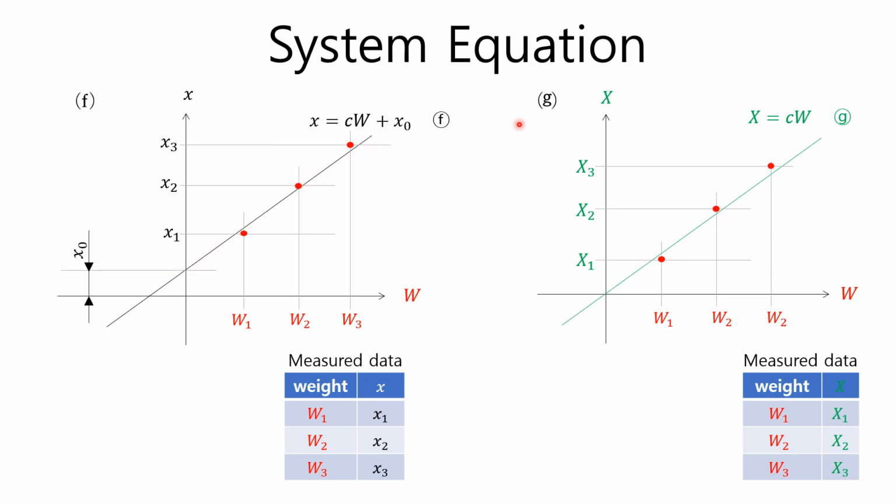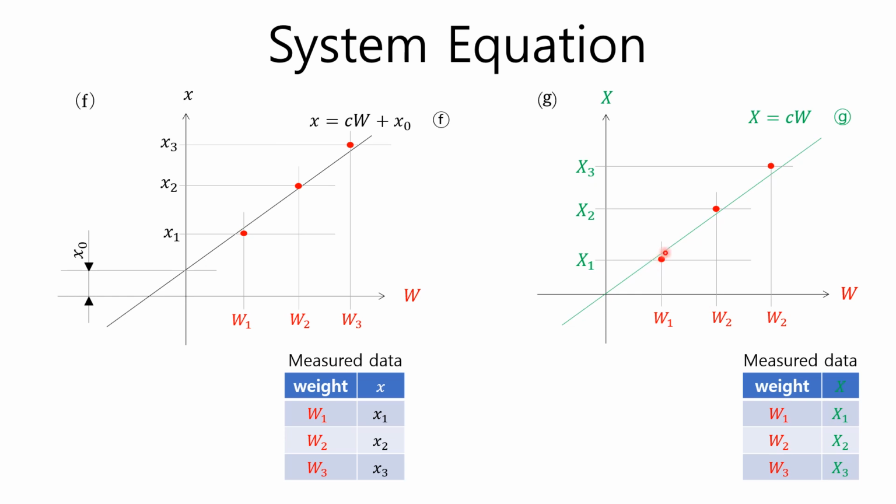On the other hand, in the case of the uppercase x coordinate system, there is no x-intercept because the system function expression g passes through the origin. Therefore, you only need to find the slope c value of the straight line that most closely passes through the three pieces of measured data using the curve fitting method.